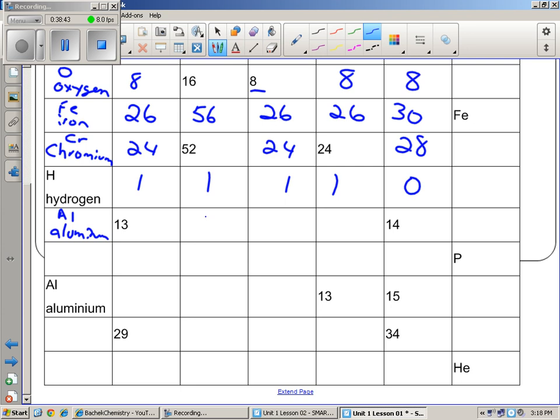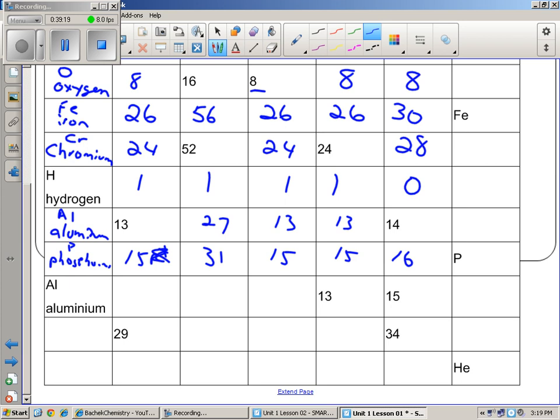13, of course, that's aluminum. What do we need here? This is 26.98, so we're on 27. 13 protons, 13 electrons, and 14 neutrons, of course, gives the 27. This one here, phosphorus. Ooh, let's see. Phosphorus is 15, and it's 30.97, yes? So that's what, 31? So we have 15 protons, 15 electrons, 16 neutrons, yes?